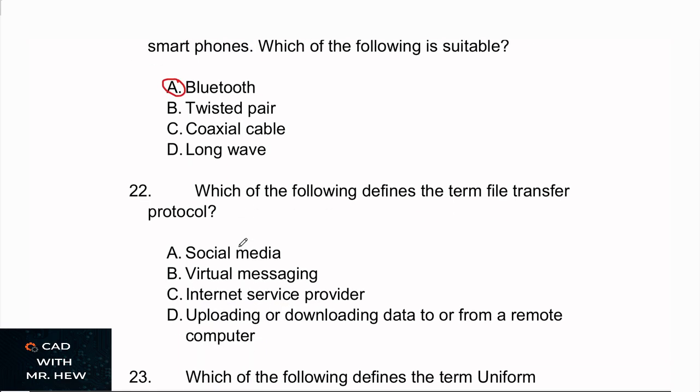All right, let's look at question 22. Which of the following defines the term file transfer protocol? So we have A, social media, B, virtual messaging, C, internet service provider, D, the uploading or downloading of data to or from a remote computer. The correct answer is D. So it's uploading or downloading data to or from a remote computer.